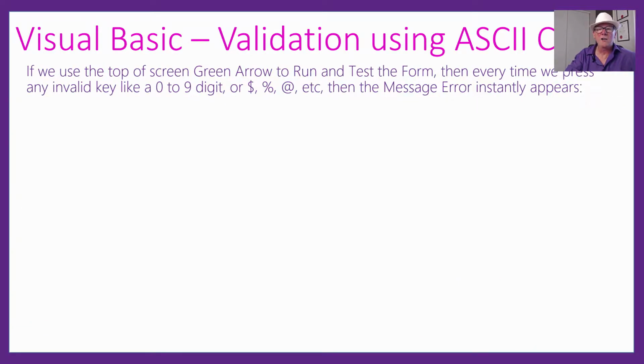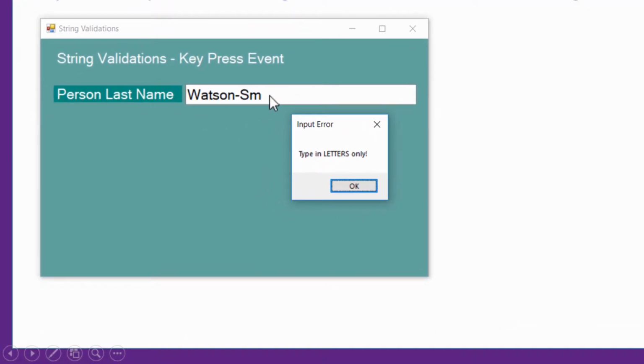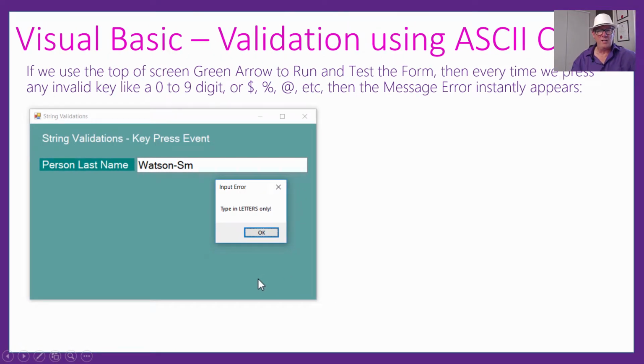So if we use the green arrow to run and test this, what's happened here is we've started typing in letters and that's all happy, but if we're at this position and you type in a number or an @ sign or a $ sign or something like that, then straight away this message box will come up, and when you click OK, it's not going to show the $ sign or @ here because we used that e.handled, okay?